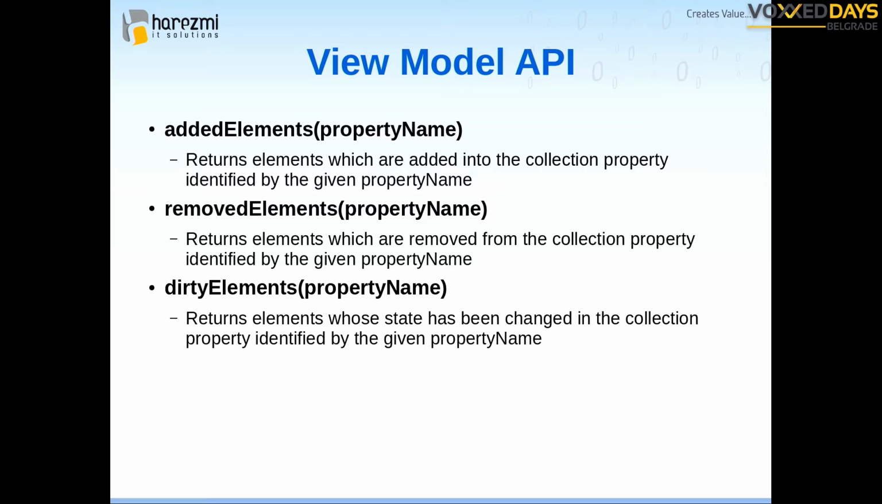Added elements helps us to identify which collection elements are added into our collection property identified with the given property name. Removed elements is similar, but identifies elements removed from the collection. Which elements are removed from the collection? Dirty elements identifies which collection elements are modified in our collection. For example, owner pets collection: if there are newly added pets, removed pets, or modified pets, in order to identify such objects, we can use those methods.